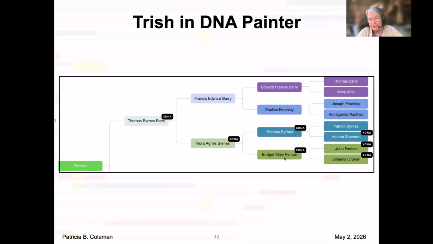And a little bit later, I'll show you how Honora and Patrick Burns came from County Roscommon, and John and Joanna O'Brien came from County Limerick. And so if I can find other matches that indicate whether it's Roscommon or Limerick, I will be able to determine which one of them gave it to us. But so far, we don't know. It's either Honora or Joanna.